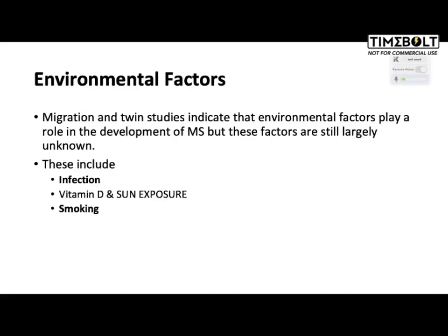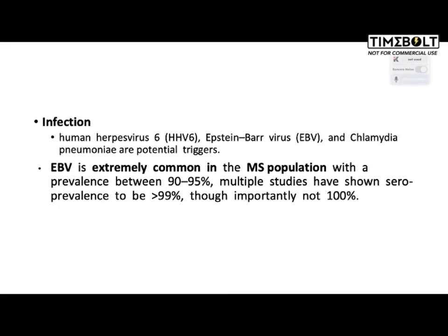Environmental factors. These include infection, vitamin D deficiency and sun exposure, and smoking. The pathogens which are considered to be triggers are human herpes virus 6, Epstein-Barr virus, and Chlamydia pneumoniae. Epstein-Barr virus is suggested by very high prevalence amongst multiple sclerosis patients, which is between 90 to 95% in some studies as compared to greater than 95% in others, but it is definitely not 100%.